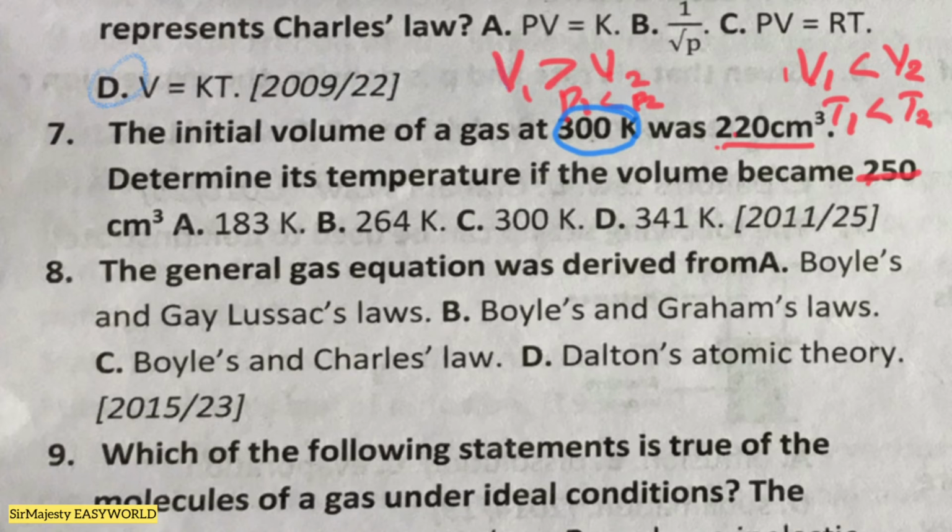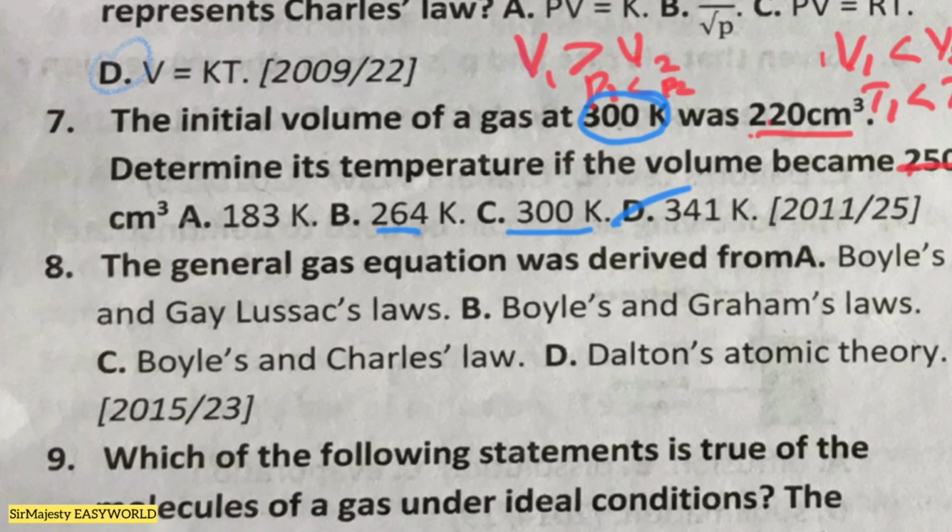B says 164 below. Then C says 300. It can be. Then D is the only option that is above 300. That is it. This is a cheat. If you know the wordings of the law, you can solve without wasting time.